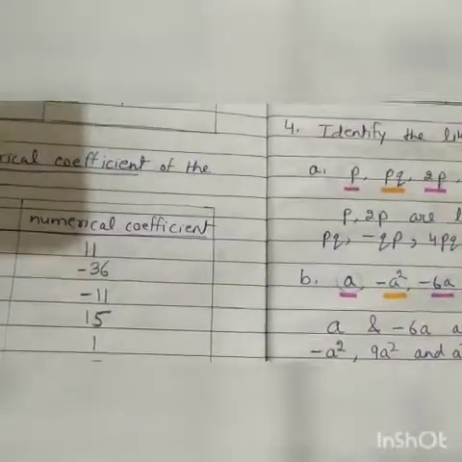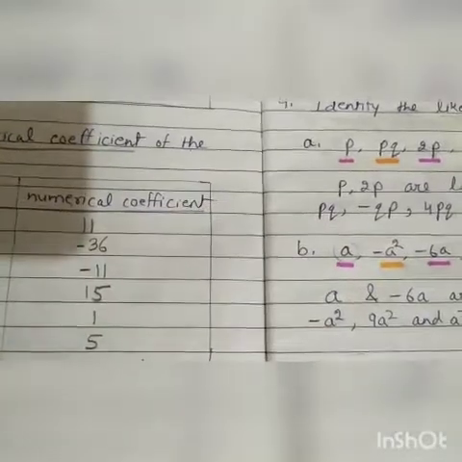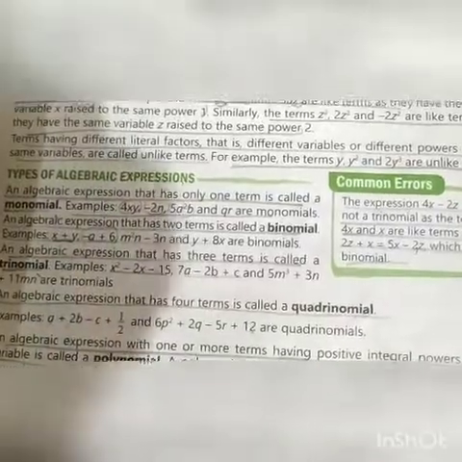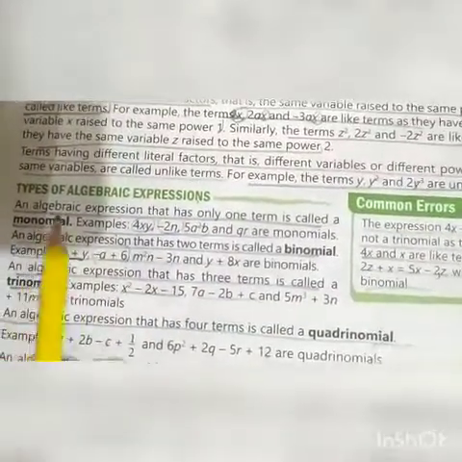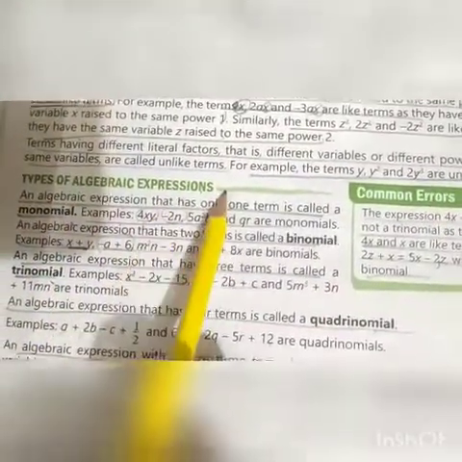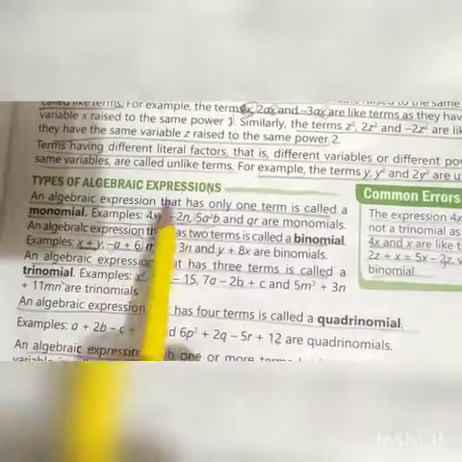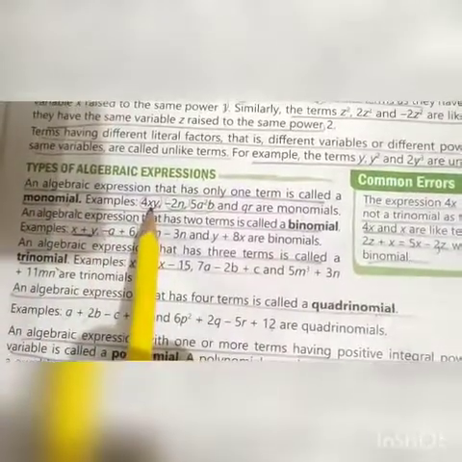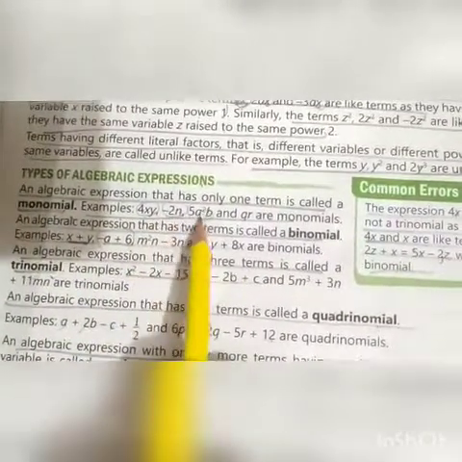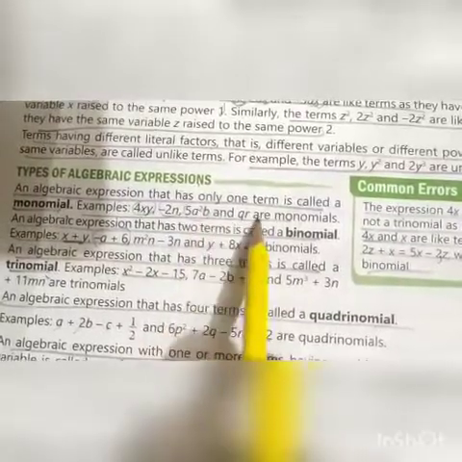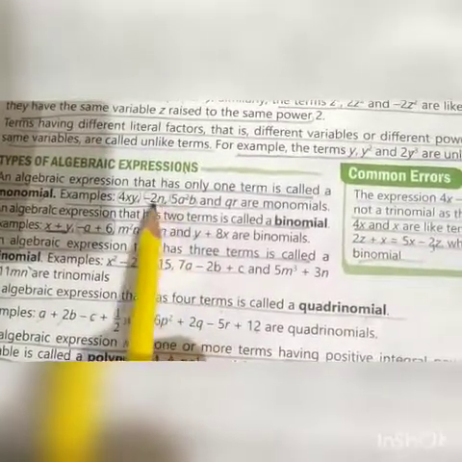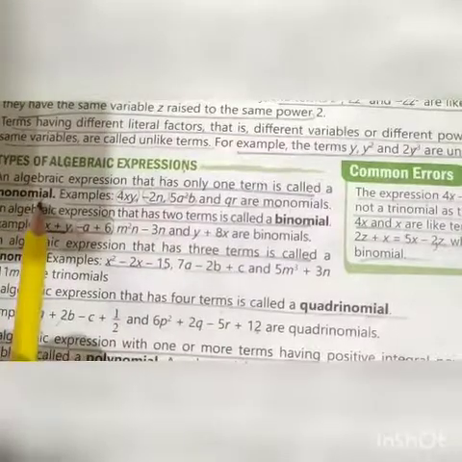Now come to the next question, number 5, and the next definition, which is related to question number 5. Students, come to the next definition, that is types of algebraic expression. An algebraic expression that has only one term is called a monomial. Examples: 4xy, minus 2n, 5a square b and qr are monomials. Here, students, these are one term. So expressions having only one term are known as monomial.